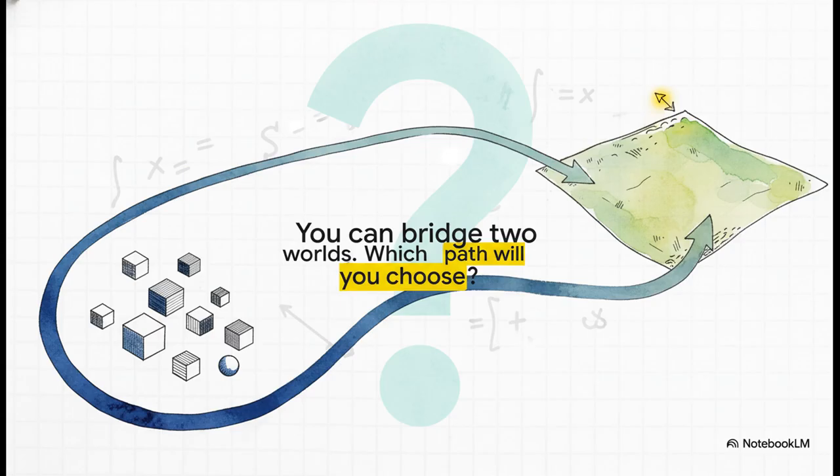And that right there, that's the real takeaway. Stokes' theorem gives you a choice. It gives you the power to look at a single problem from two totally different angles, and then pick the one that's simpler, more elegant, and just plain faster. So the next time you're staring down a complex integral, remember, you can bridge these two worlds. Which path will you choose?